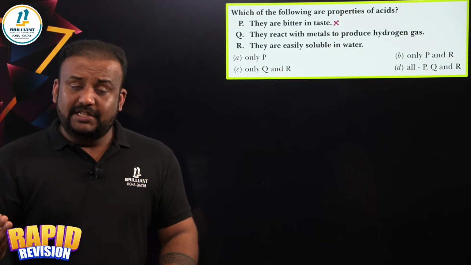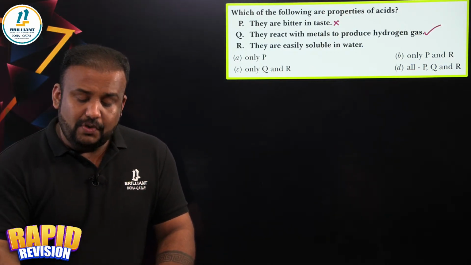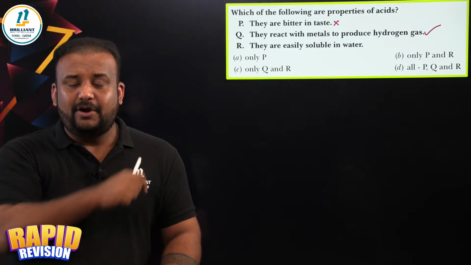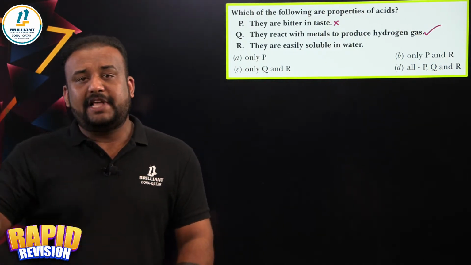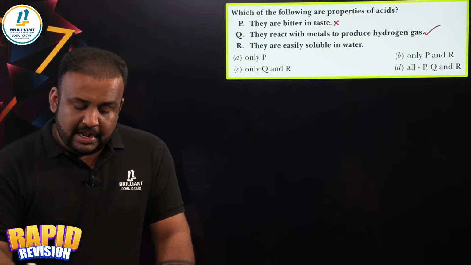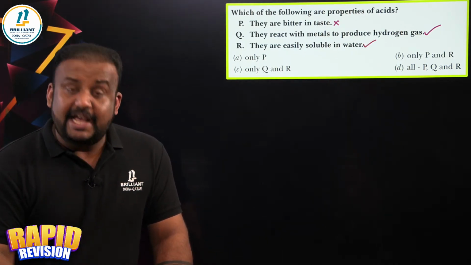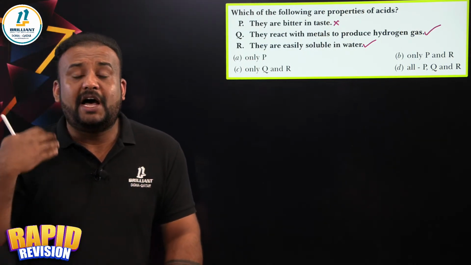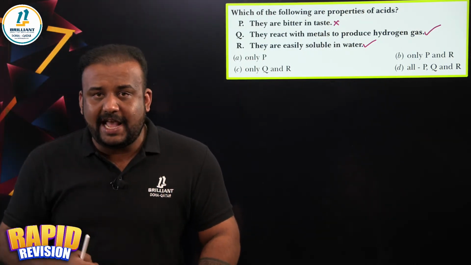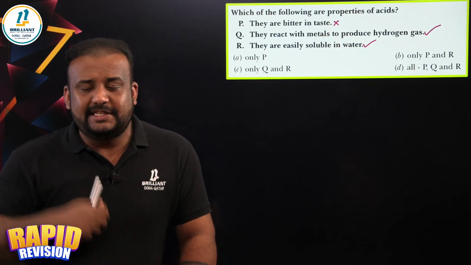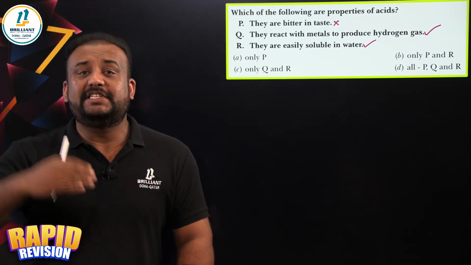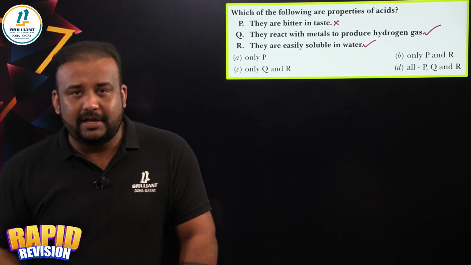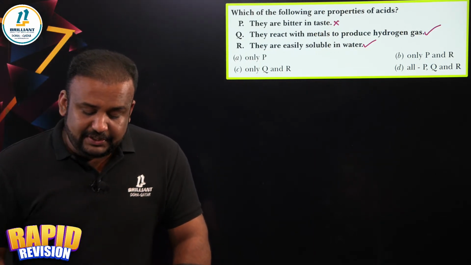Now, they react with metals to produce hydrogen gas. That is true. We have seen it in the first experiment or the first question. Metals react with acids to form salt and hydrogen. They are easily soluble in water. That is also true. Acids, when they dissolve in water, form hydronium ions. You have studied that. The definition of acid is based on that. Acids are substances which release H+ ions in water. Yes or no? So that statement is also correct.